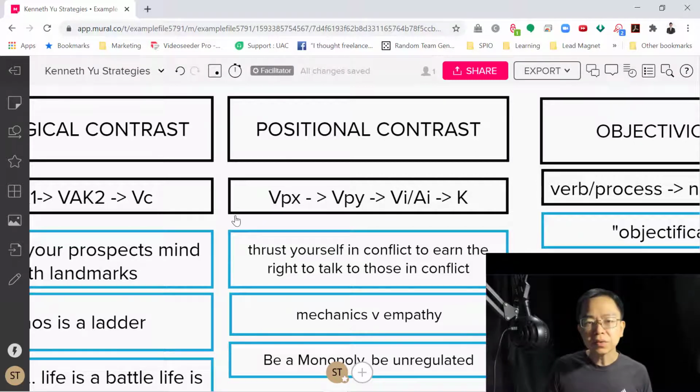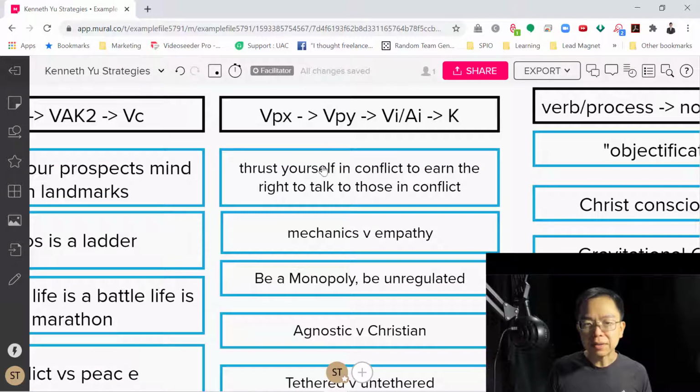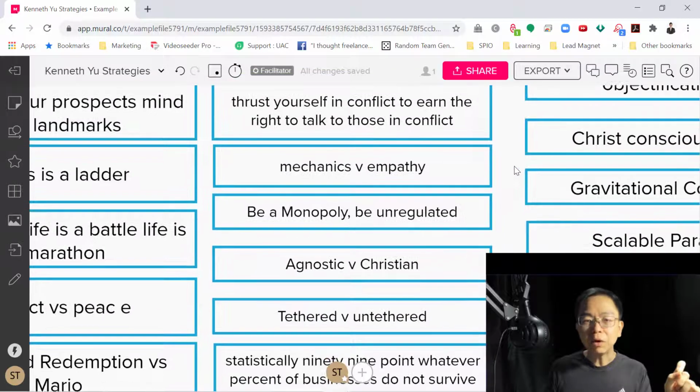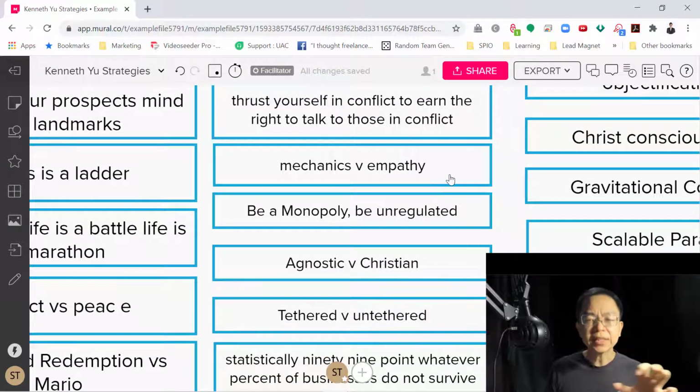Okay, so it goes that the position, whichever position I am, contrasted with another position, gets me to think differently, right? And therefore, I shift my emotional state. Okay, so look at this. I thrust yourself in conflict to earn the right to talk to those in conflict. See? So you're in one position, you're thrust into this area, you think differently. Okay, it's powerful.